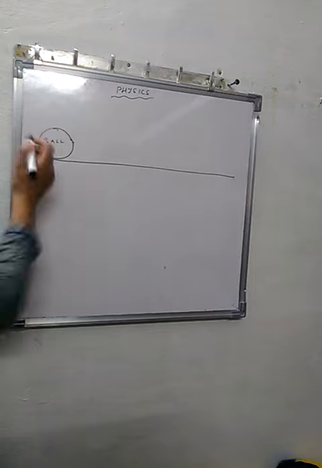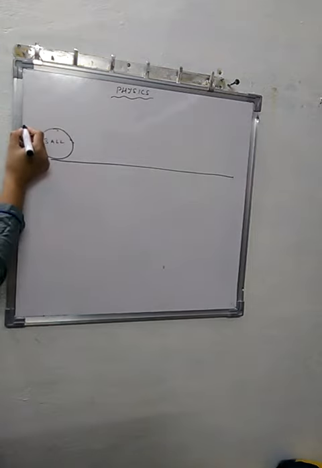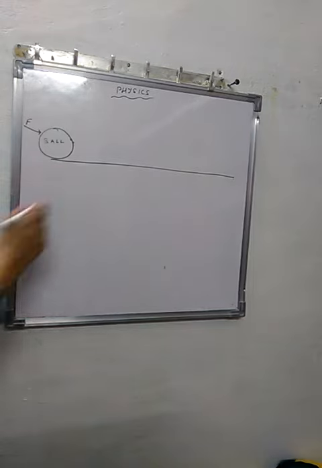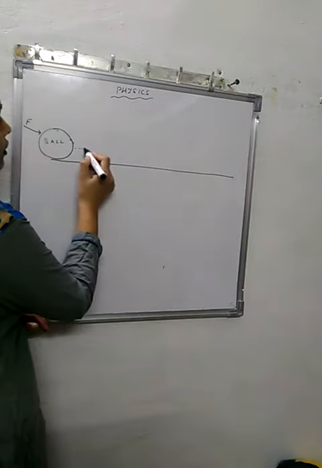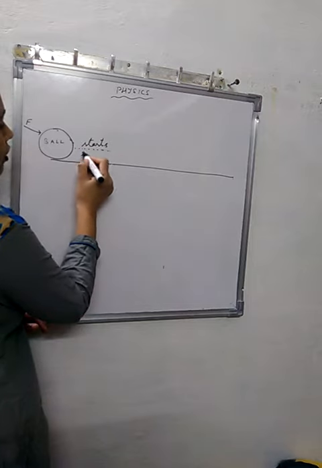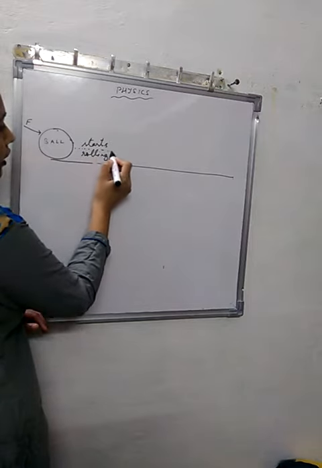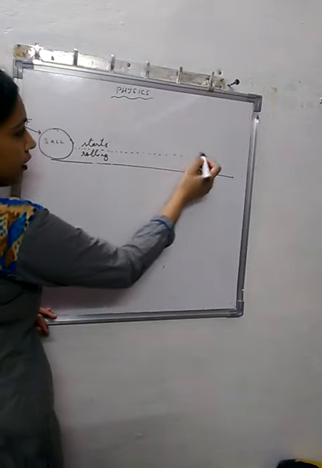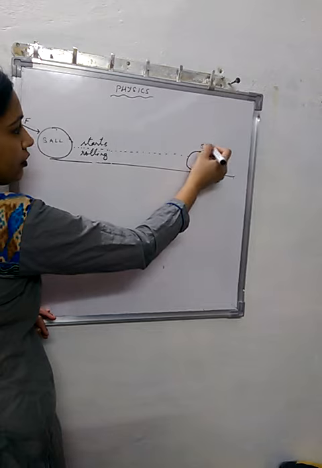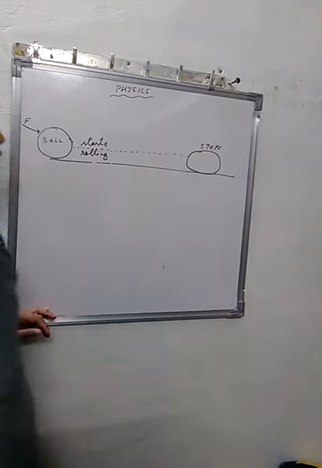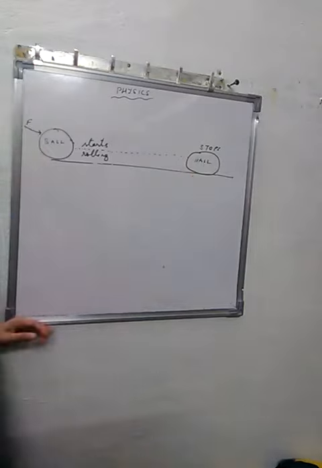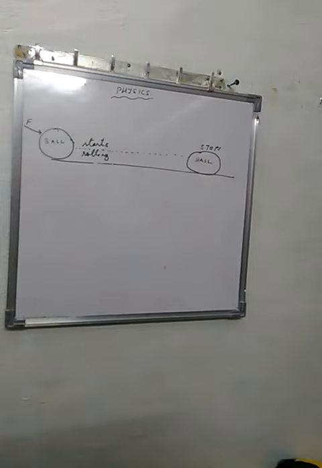You can see a ball. Now suppose you apply force to this ball, you push the ball. What happens after this ball starts rolling? This ball starts rolling. And after some time, it stops. The ball stops. Yes? Can you tell me why?